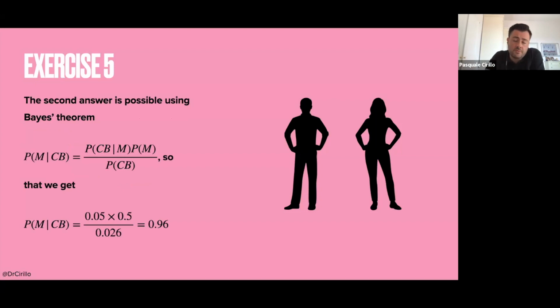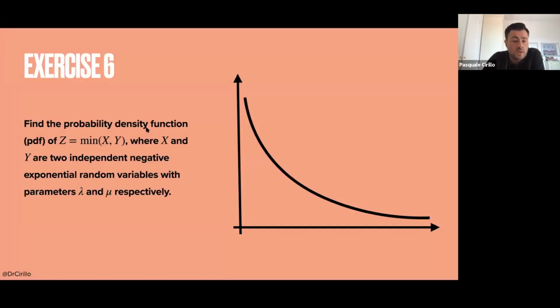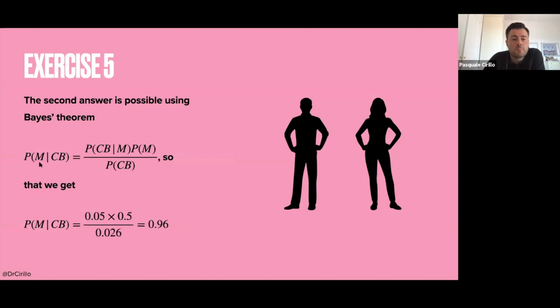For the second question, we just have to apply Bayes' theorem very simply and straightforwardly. So I would say that the probability of being a male, given that you are colorblind, is equal to the probability that you are colorblind, given that you are a male, times the probability that you are a male, divided by the probability that you are colorblind. Now, we have all these numbers. The probability of being colorblind is exactly what we have just computed, which is 0.026. And at the numerator, we have the probability of being colorblind if you are a man, which is 5%, times the probability that you are a man. If you compute this ratio, the probability that we are looking for is 0.96. Okay, this is the second answer to our problem.